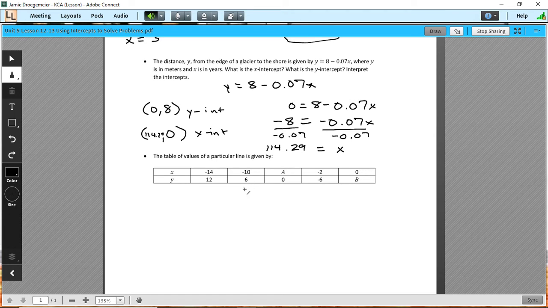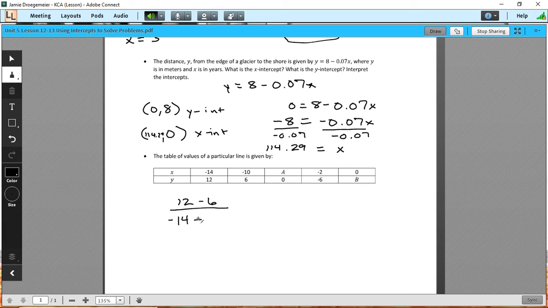And so one of the ways that we could do this is we could use our point slope form. We know it's a line, and so we can find the slope, and then we have several points we can choose from on the line that we could use to figure this out. So slope, remember, is going to be the difference between your y values. So let's just choose these first two values in the table. So 12 minus 6, y1 minus y2, and then x minus x would be negative 14 minus negative 10.